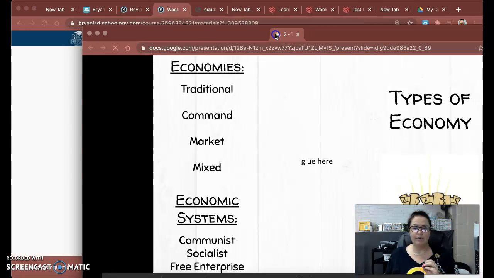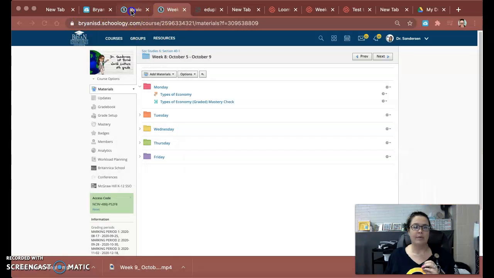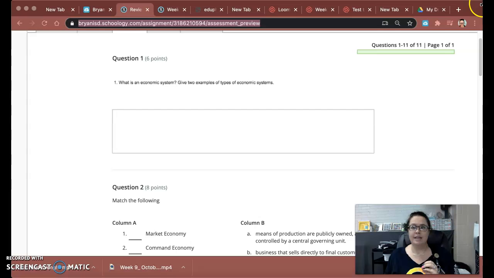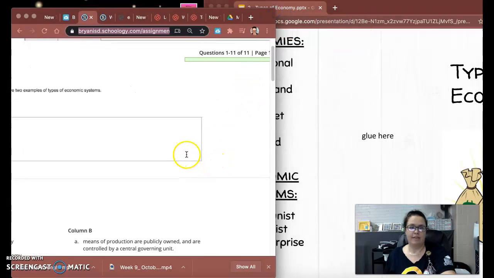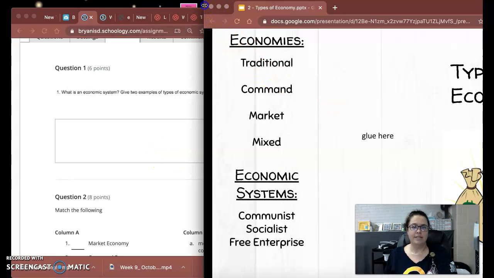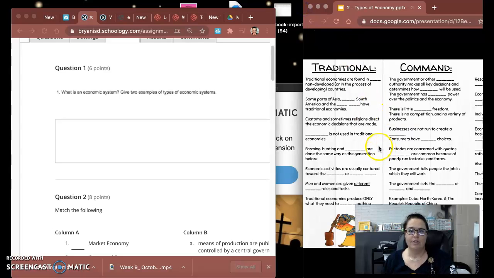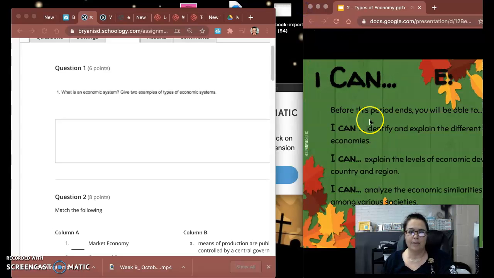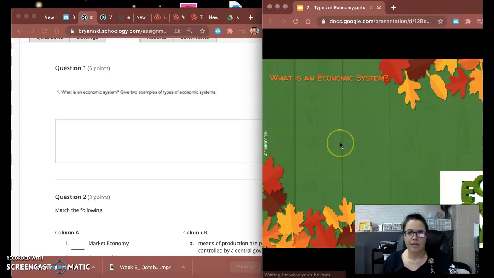So I'm going to pull this so you can see what I'm seeing and what you should be doing too. So again, side by side. I know it takes a little bit. It's kind of a nuisance, but it'll be very helpful. So I'm going to go through the PowerPoint and I'm going to be like, okay, I need to know the different types of economy. Okay, what is an economic system? Okay, different types of economic.